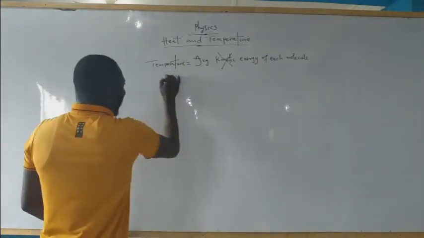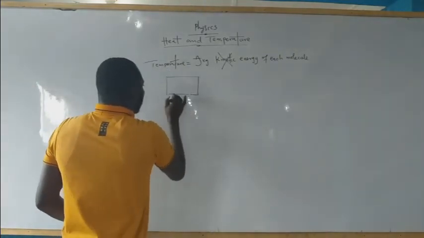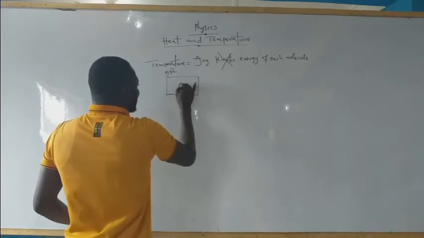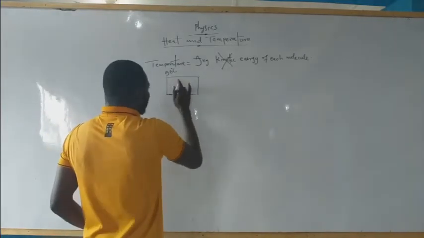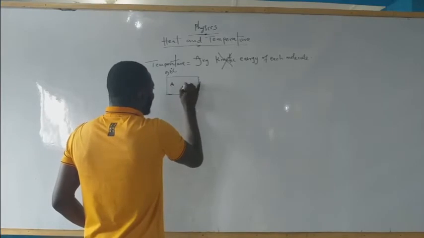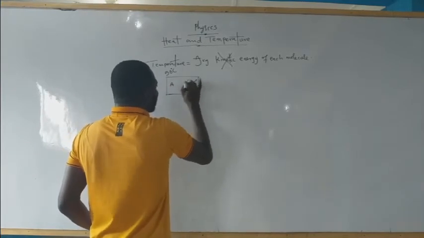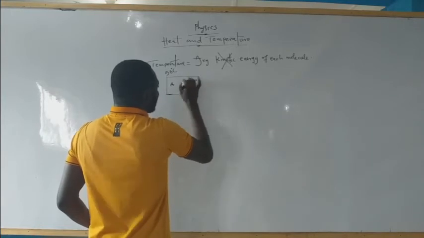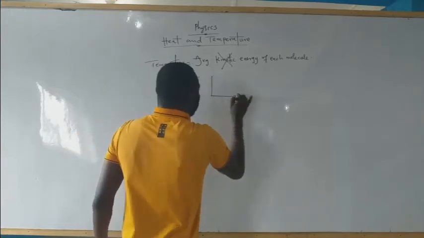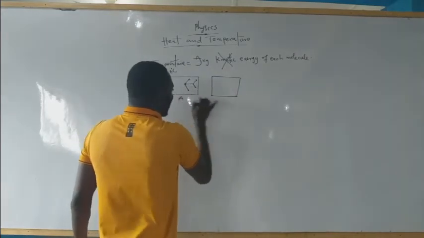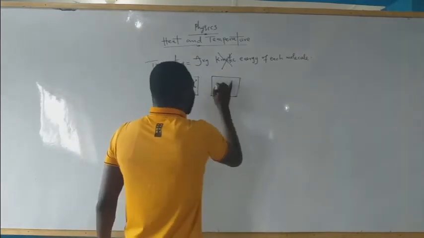Let's say for instance that we have this at 50 degrees Celsius, that's body A. We have molecules inside. We have another one there, that's B. A, B. We have this.